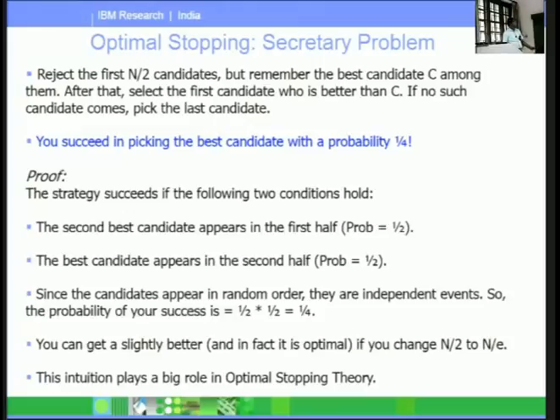Forget 10%. This simple strategy gives you a 25% chance that you will pick the best candidate. Okay, and in fact the best answer here is 1/e, where e is the base of the natural logarithm. And the strategy is also similar. Instead of half, you will reject the first n/e candidates and do the same thing. Remember the best candidate and then pick the next best candidate.